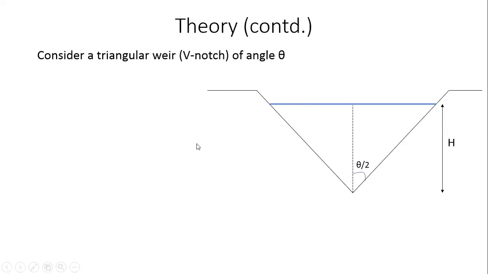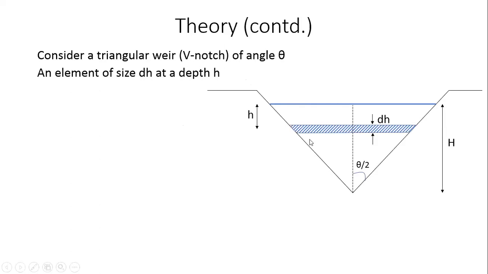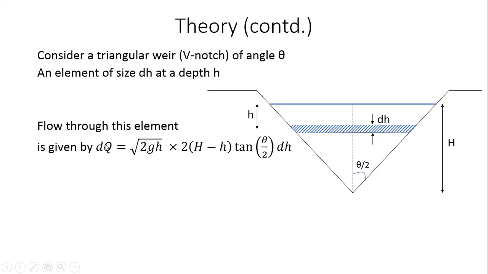Now what I'm going to do is consider an element of size dh at a depth of h, right? So let's consider this elemental area of thickness dh, which is at a height of h from the water surface. Now the flow through this element will be given by dQ. dQ is the flow rate through this element, which will be the velocity at a height of h, under root 2gh, right? We just derived this in the previous slide. Velocity into area. So the velocity here at this height h is under root 2gh multiplied by this cross-sectional area.